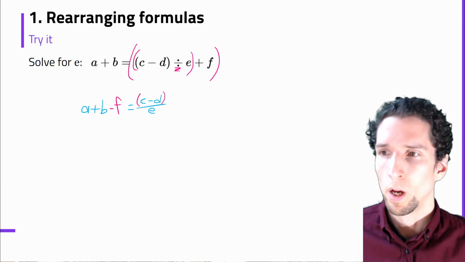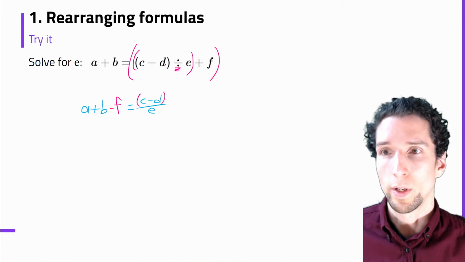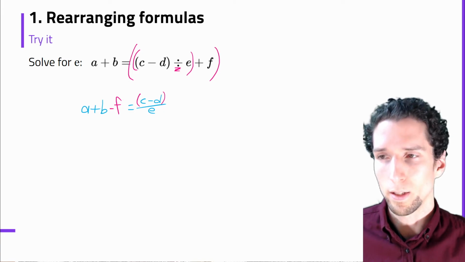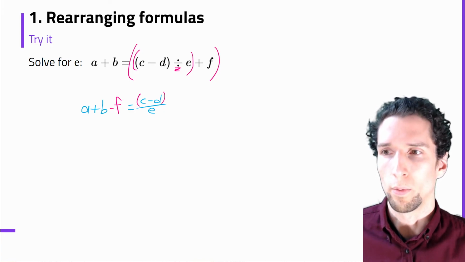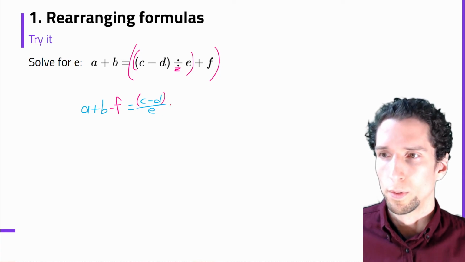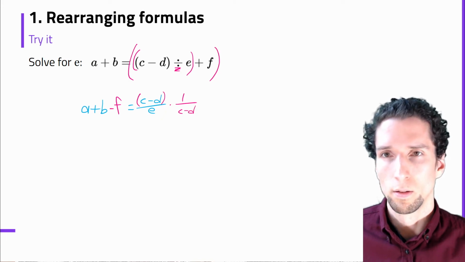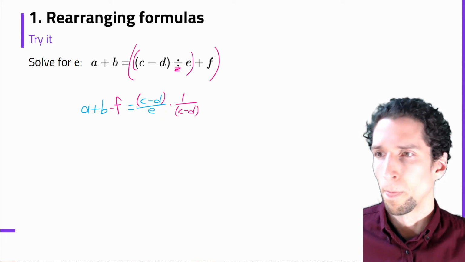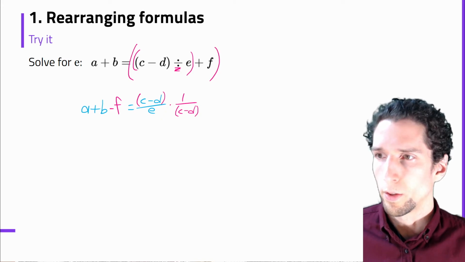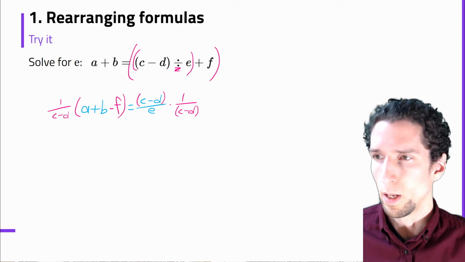We have this thing. We want to get rid of it. So we are just going to divide by that. And that will get rid of it. So we will multiply by basically 1 over c minus d, like this. And then on the other side as well, we are multiplying by that 1 over c minus d.